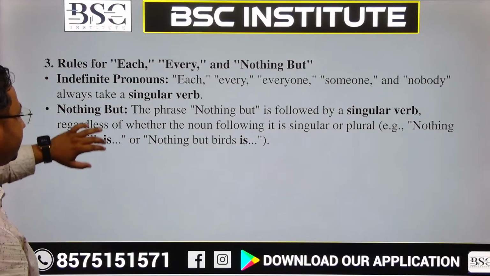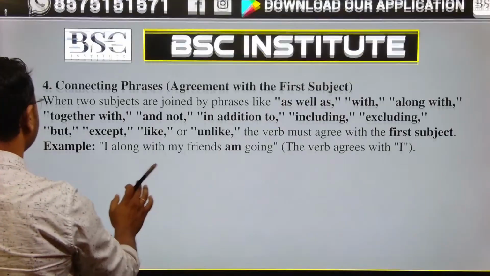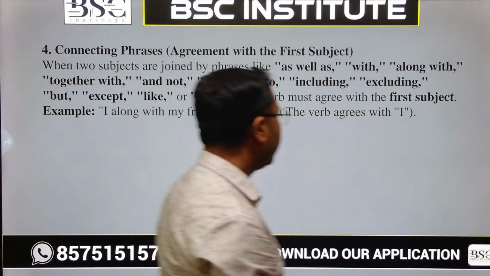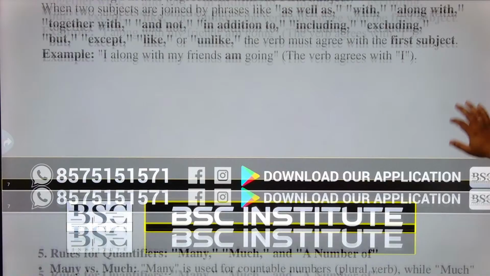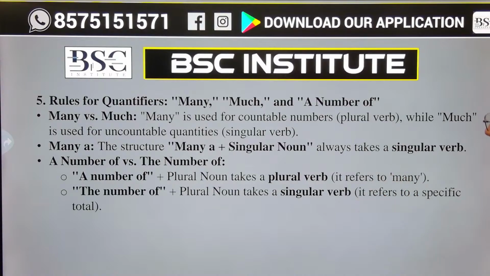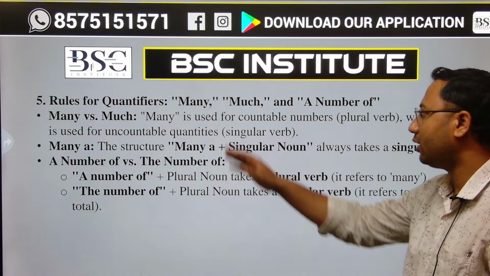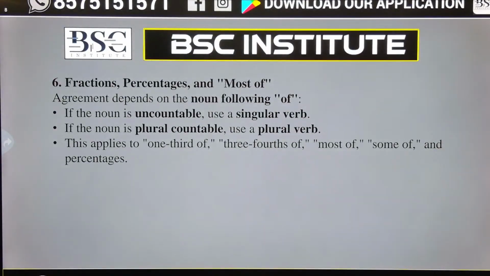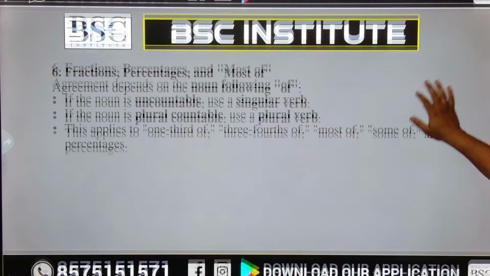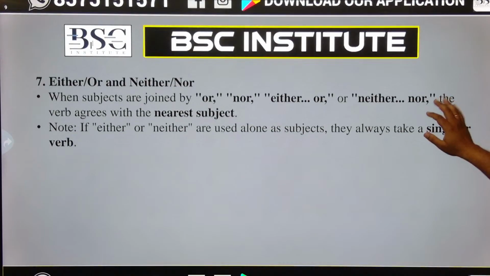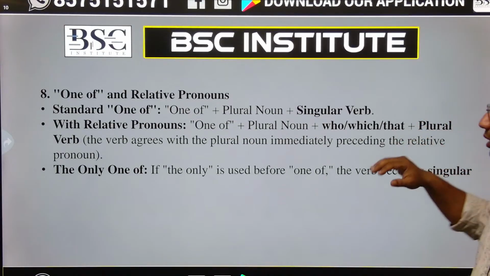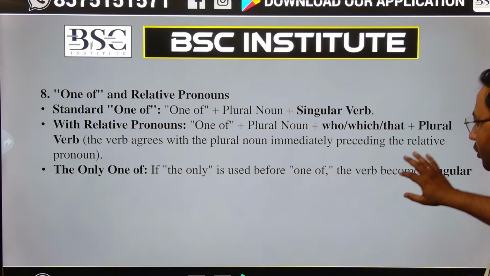Then we discussed connecting phrases like and, not, together with, in addition to, including, along with. Next we discussed the difference between many and much, then a number of versus the number of. Next we discussed fractions, percentage, and most of. Then we discussed the rule of either-or and neither-nor. Then we discussed the one of rule and the one of relative pronoun rule.